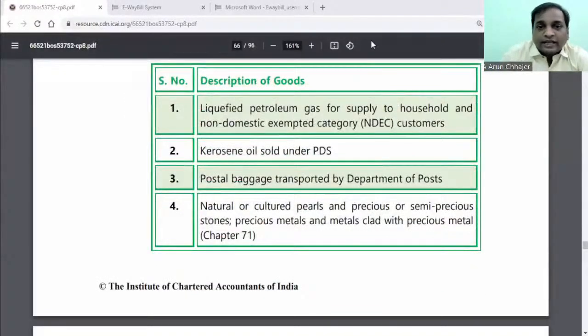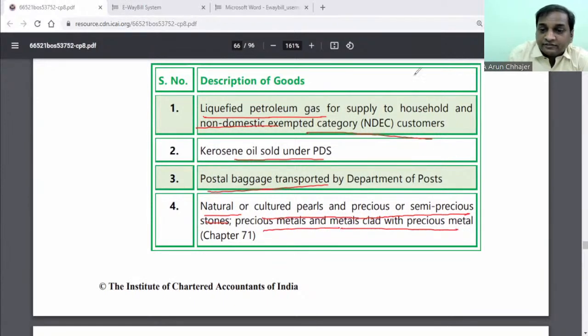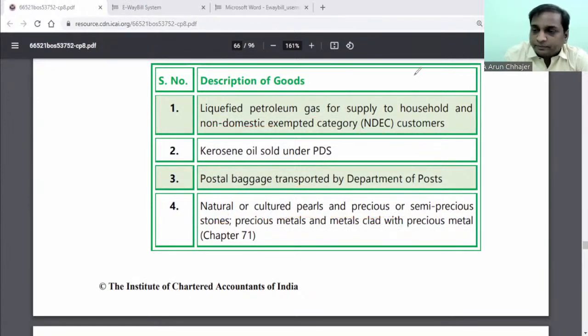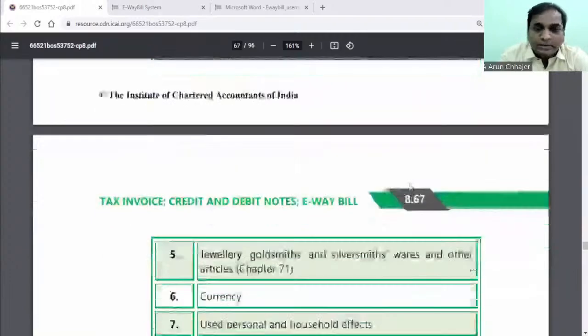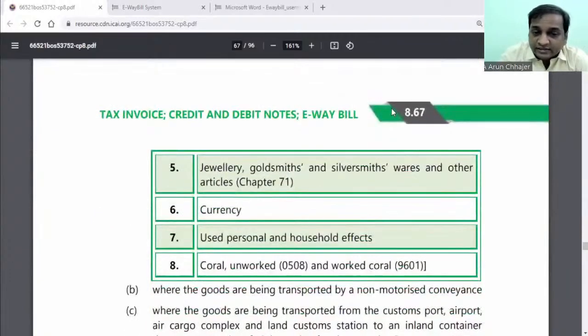Clause A talks about LPG for household, non-domestic exempted category customers, kerosene oil, postal baggage, natural or cultured pearls, precious or semi-precious stones, precious metal or metal clad with precious metal. Because it is a precious metal, an e-way bill is not required. Also jewelry, currency, used personal goods, and coral, unworked coral, and worked coral. In this case, an e-way bill is not required. Clause A.